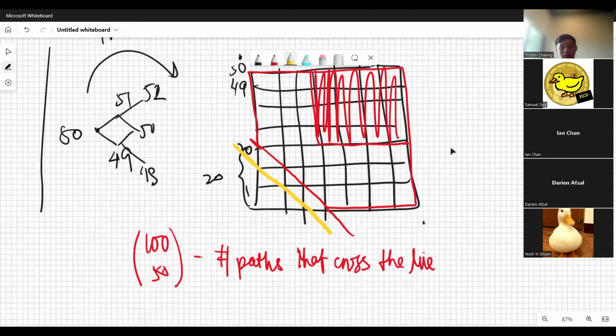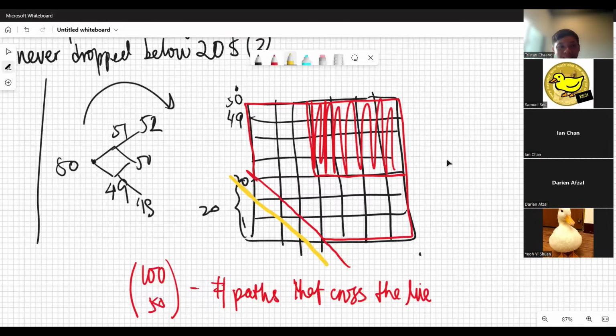Yeah. Okay. No one got it yet. So I guess I'll just review the answer. So the answer is, for any path that crosses the red line, first of all, it must touch the yellow line at some point. So consider that first point that it crosses, which is here. The first point that it touches the yellow line.